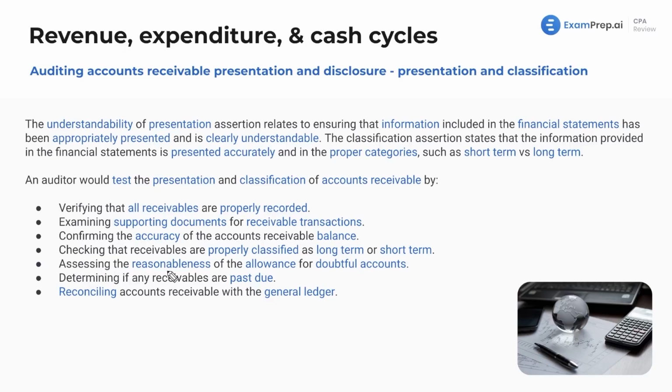Next, assessing the reasonableness of the allowance for doubtful accounts. Is it reasonable? There's a significant piece of judgment when it comes to this. A lot of times management is going to judge and determine, hey, what is our amount for allowance for doubtful accounts?